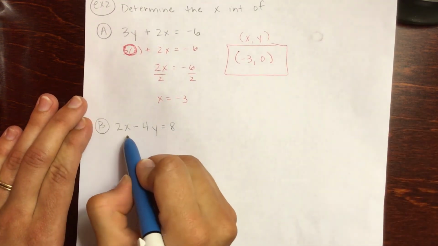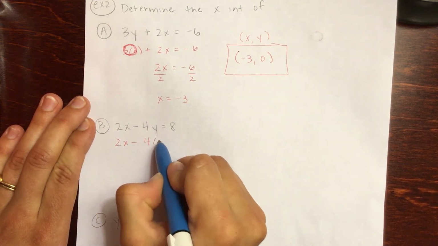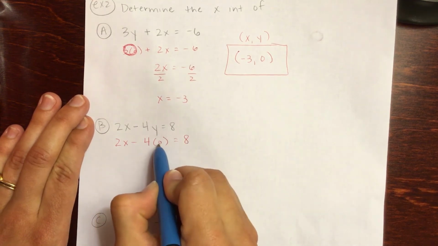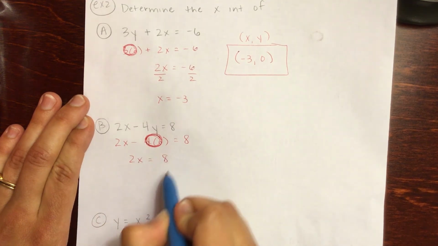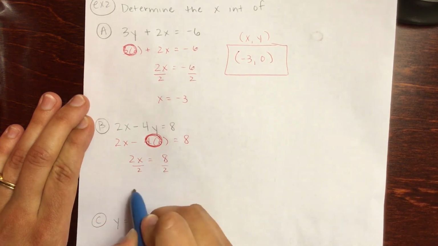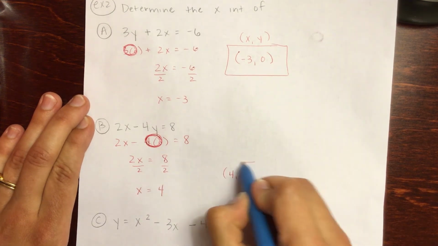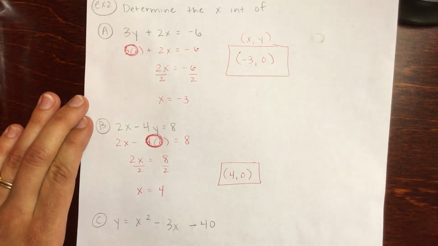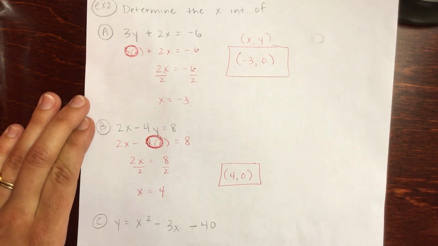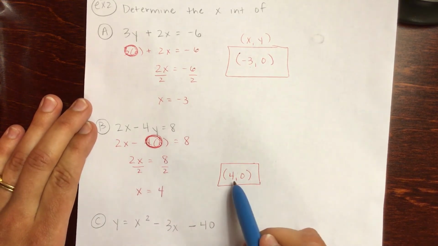Same idea, I can find my x-intercept. I want to cancel out the y, so replace all of your y's with zeros. 4 times 0 is 0. 2x minus 0 is still just 2x. Solve for x. So my x-intercept is 4. And don't forget to write it as a coordinate point. In both of these examples, my x-intercept is a whole number, but know that you can have fractions. I just did not give you examples of fractions, but it would be the same idea. If this had been 8/3, you'd just write an 8/3 here.